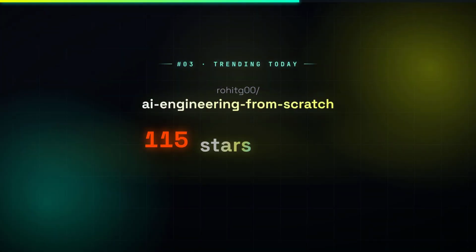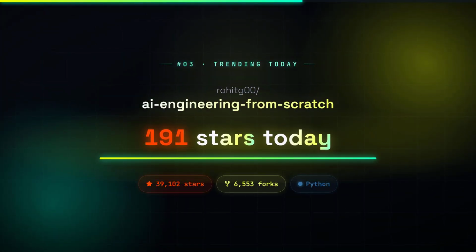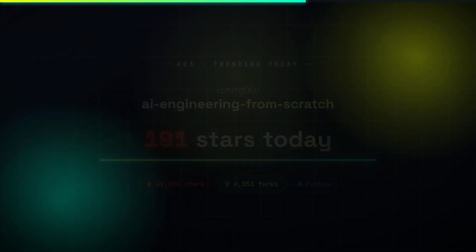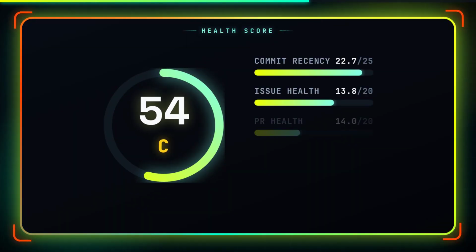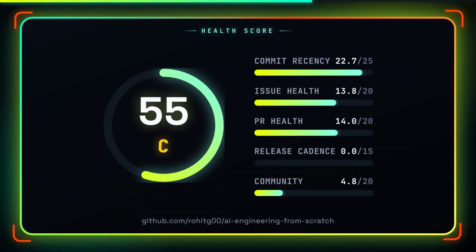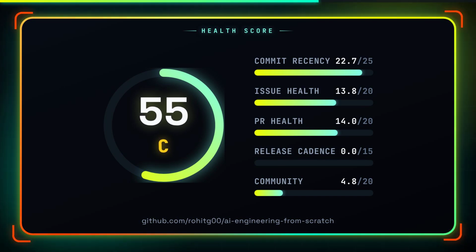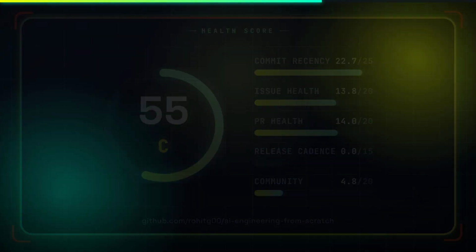Number 3. AI engineering from scratch. 191 new stars today. This curriculum addresses the gap between using AI tools and understanding how to build them professionally, giving you the foundational knowledge to debug, optimize, and create systems you actually control.